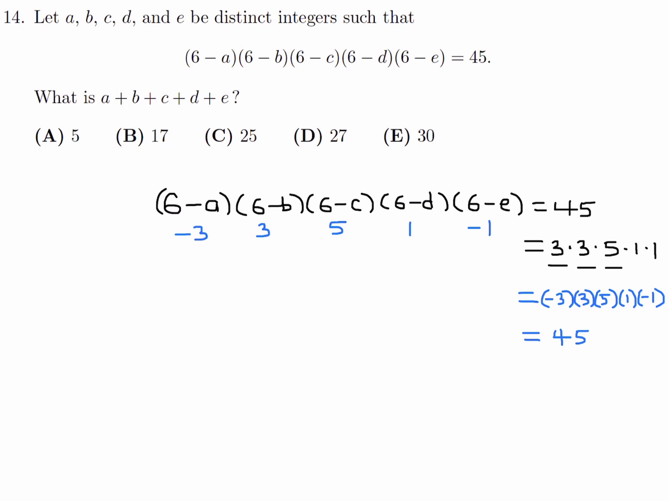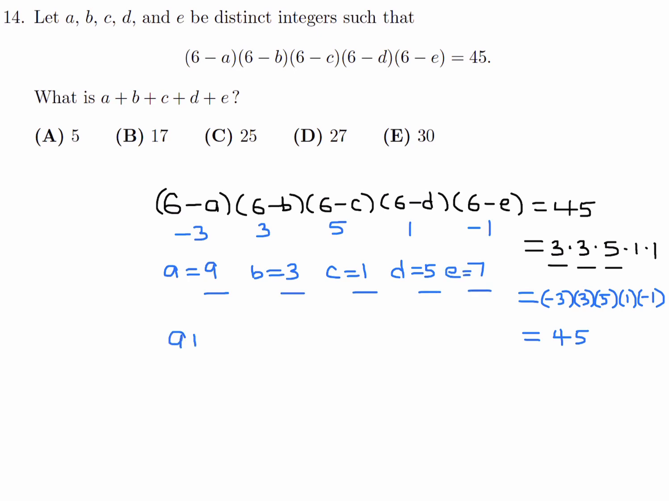Well, let's figure this out. If 6 minus A is equal to negative 3, that basically means that A is equal to 9. All right? Then 6 minus B is 3, that means B is 3. 6 minus C is 5, that means C is 1. 6 minus D is 1, that means D is 5. And 6 minus E is negative 1, so E is 7. Are these distinct numbers? Yeah, 5 completely distinct numbers.